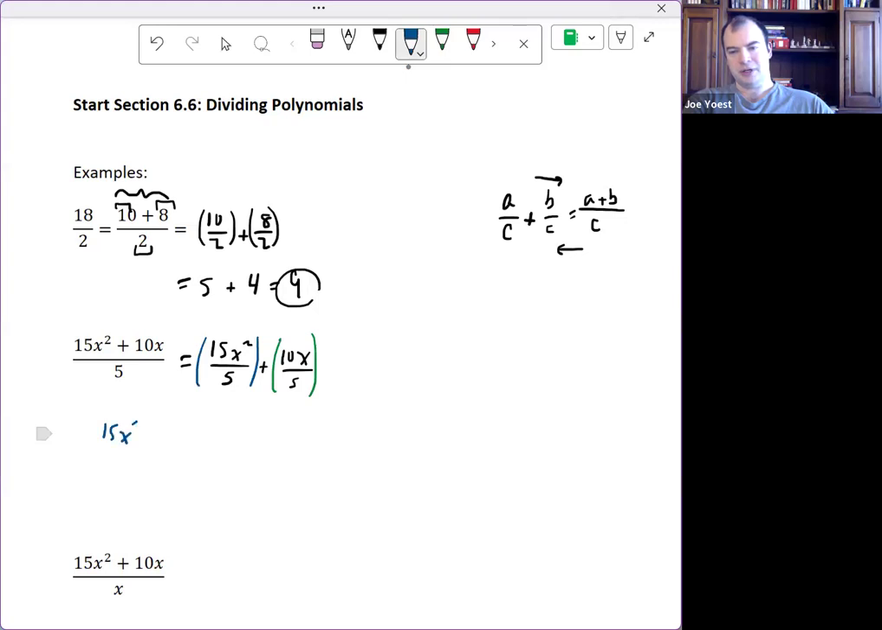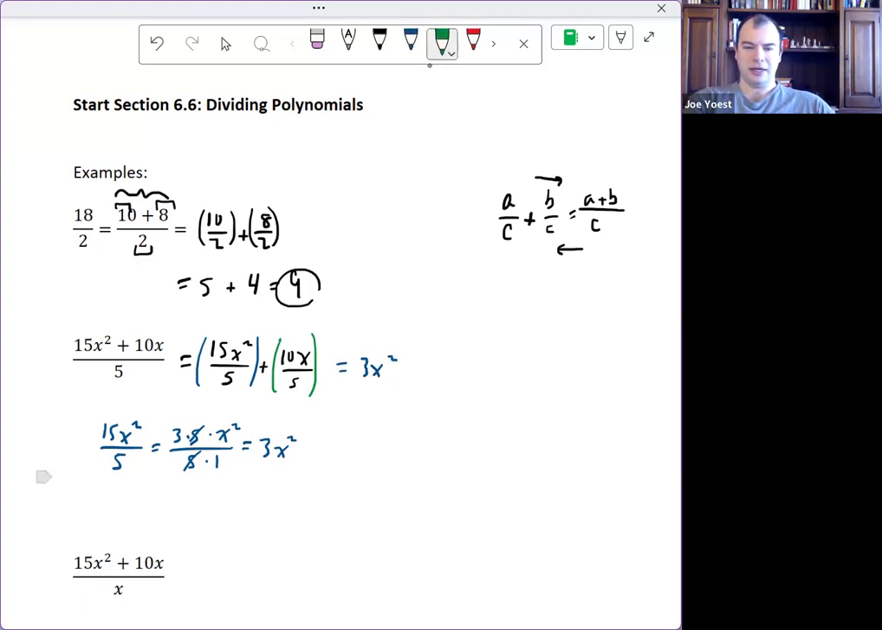So if I have 15x squared divided by 5, in the numerator this is like 3 times 5 times x squared. In the denominator, it's like 5, or just 5 times 1. And I see I can divide out a factor of 5. And I see this all comes down to just 3x squared over 1, or that's just 3x squared. So that was for our first parentheses, our 15x squared over 5.